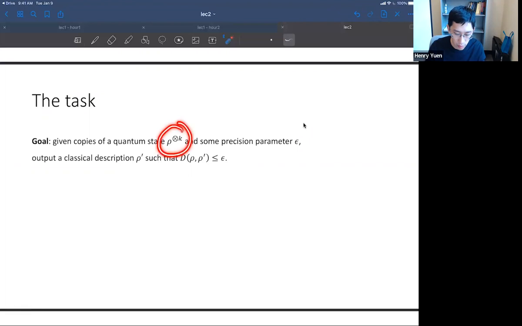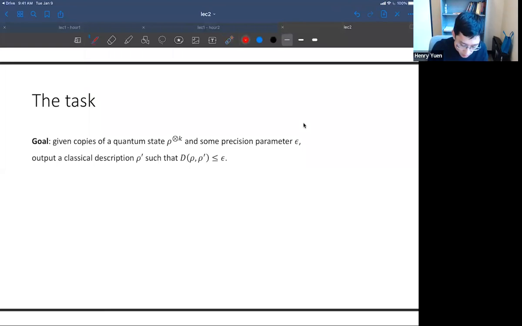Okay, so we're going to represent the quantum state that they have as rho tensor k, because they have k copies of it. And you can just sort of picture like they're just giving you some massive, complicated quantum entangled electrons or something. Somehow they have some apparatus to give this to you. And you want to obtain some classical description of what this quantum state is.